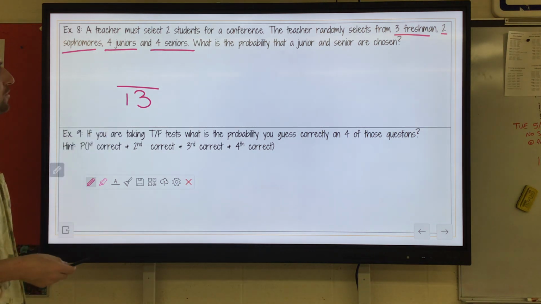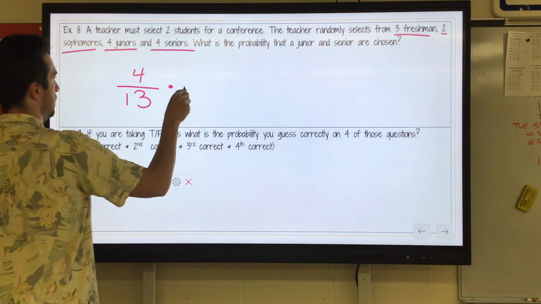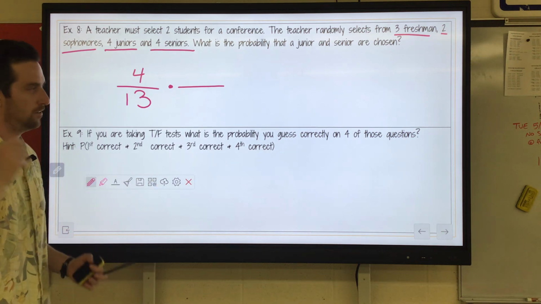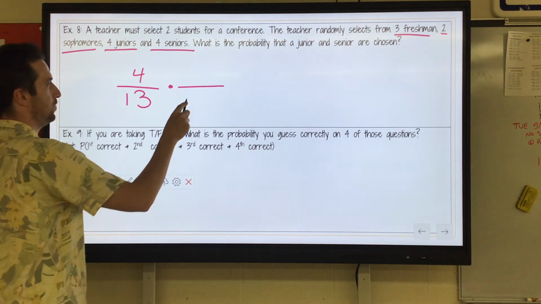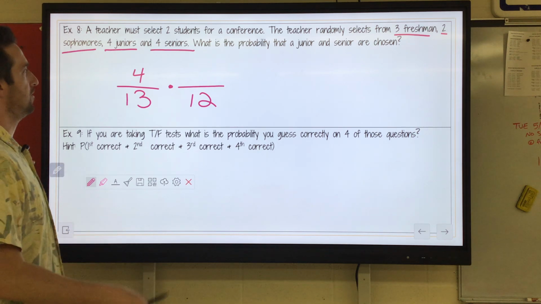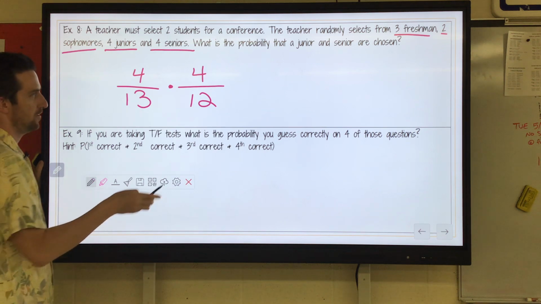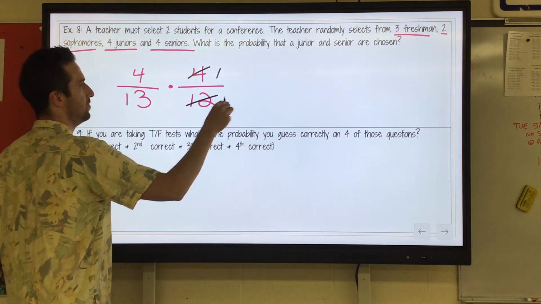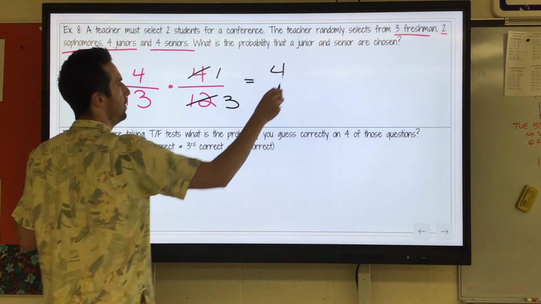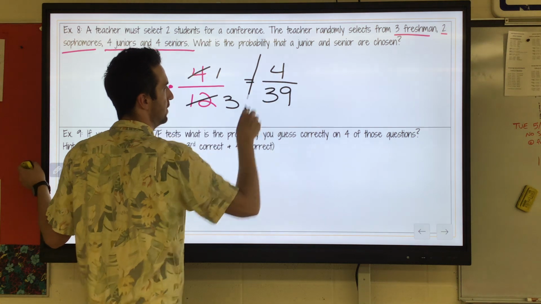Well, how many of the 13 are juniors? 4. Now, the same student couldn't be selected twice, so the number we're drawing from the second time would be out of 12. How many of those 12 are a senior? Well, there were 4 seniors. We'll simplify. 4 goes into 12 3 times. That's all we can simplify. So 4 times 1 is 4. 13 times 3 is 39.